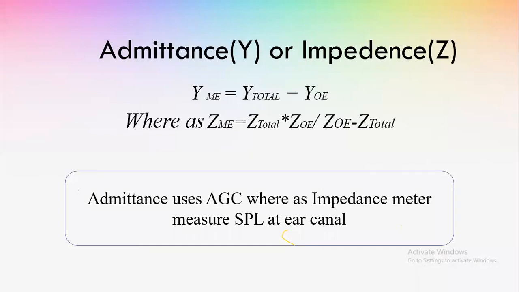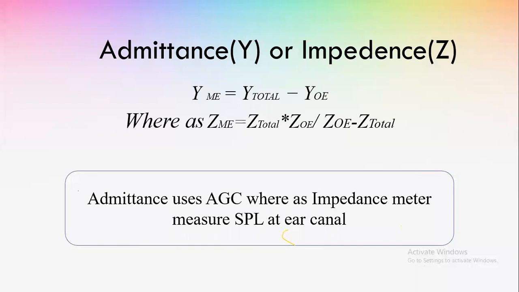What we use regularly, admittance or impedance, we should know that admittance uses automatic gain control. If you give a probe tone in the external ear, it measures the SPL in the ear canal and balances that. Whereas an impedance meter doesn't; it depends on the SPL in the ear canal. So if you plot the tympanogram using an impedance meter, SPL will vary due to various canal sizes, so the tympanogram will be different.